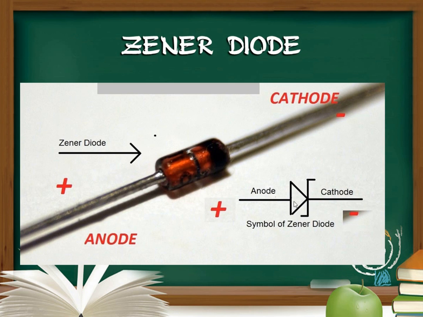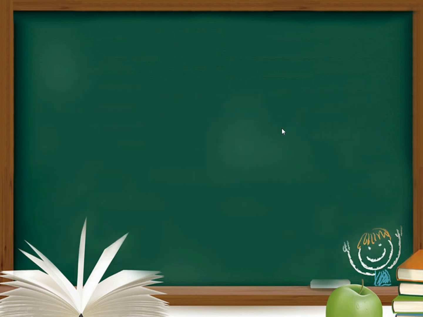This is the anode and here is the cathode. We mentioned that the anode is the positive while the cathode is the negative. So if an electronic component, electric current wants to flow, it will flow through this direction.